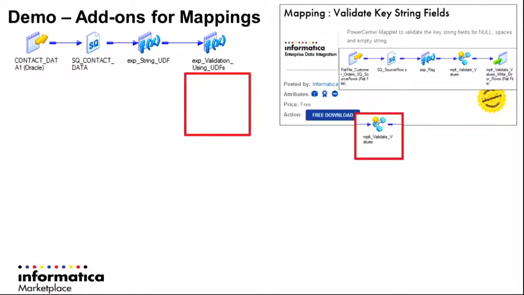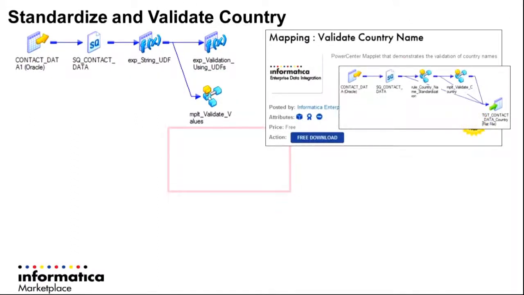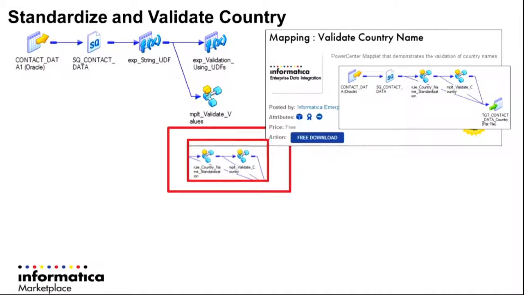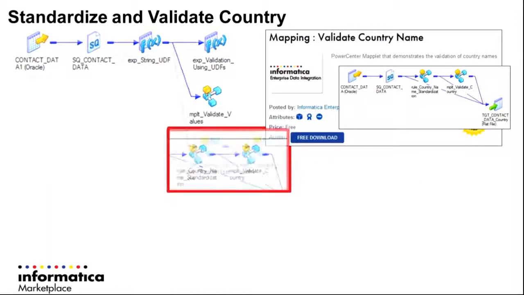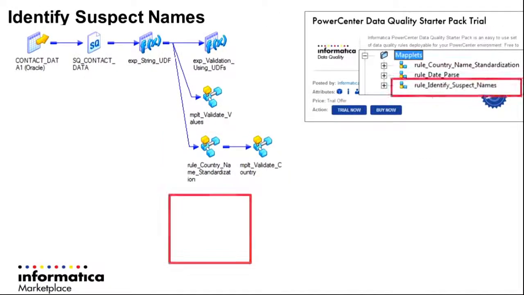The next step is we're going to want to look at primary keys. We saw in our example, we had some null primary key fields. So this mapping, validate key stream fields, enables you to look through your source file, make sure that your fields aren't null, and make sure you've got valid entries in the key string. Again, something you can just grab right from the Marketplace, import into your environment, and it saves you the time of having to create it. Same thing with country name, making sure that the country names are valid, and that you aren't having some erroneous data values in there. A lot of validation of data going on here.